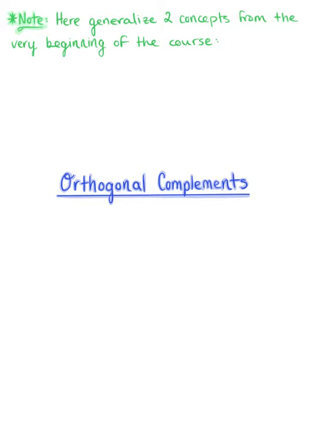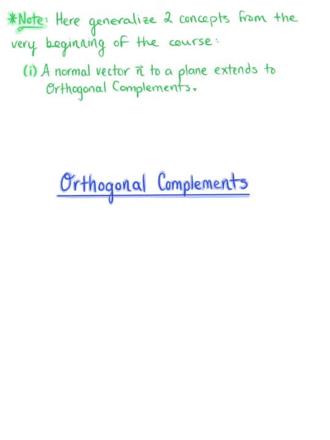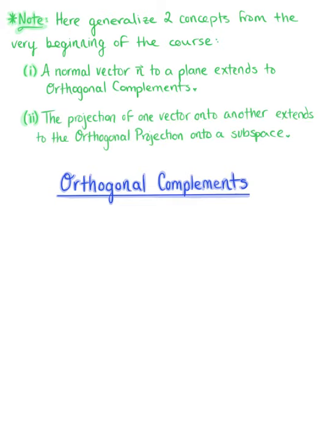In this section, we are going to generalize two concepts that we encountered at the very beginning of this course. The first concept is that the notion of a normal vector to a plane is going to extend to the idea of orthogonal complements. The second concept is the notion of the projection of one vector onto another vector is going to extend to the concept of orthogonal projections onto a subspace.